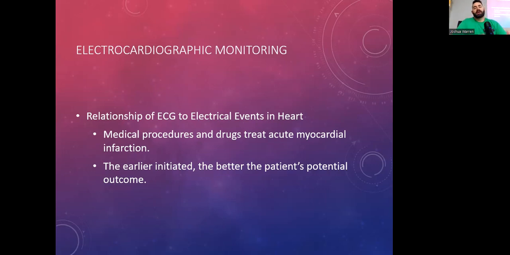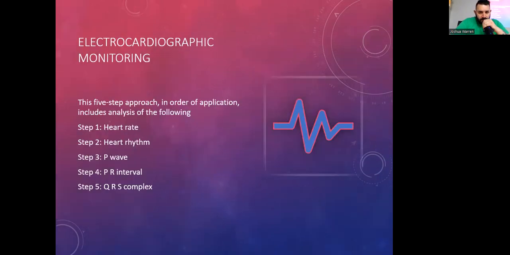So why and how and what do we need to do to learn the EKG analysis technique? I give you a 5-step process. Follow it, be successful. Don't follow it, fail. Simple? Let's do it. Evaluation of a patient's heart rate. Then heart rhythm. P wave. PR interval. And then the QRS complex.